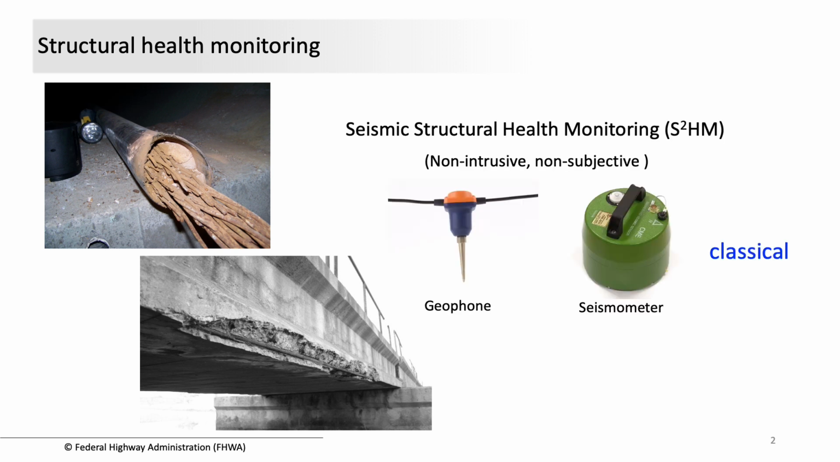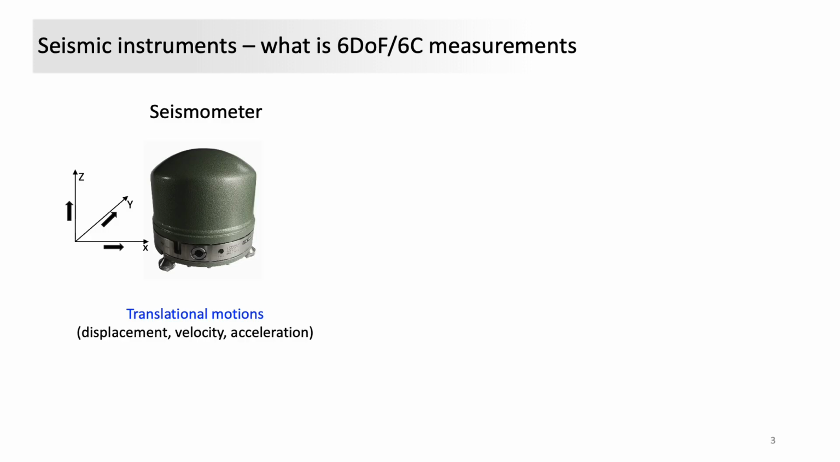During the past decades, seismic structural health monitoring has grown rapidly as it is a significant alternative to other observational and intrusive methods, which might be costly, time-consuming, and subjective. Conventional seismic structural health monitoring uses various sensors, such as geophones and seismometers, to monitor the bridge vibrations, eigenfrequencies, modal shapes, or other indicators for the structural behavior in both space and time. In this talk, I will introduce a new 6-degree freedom or 6-component seismic measurement for structural health monitoring.